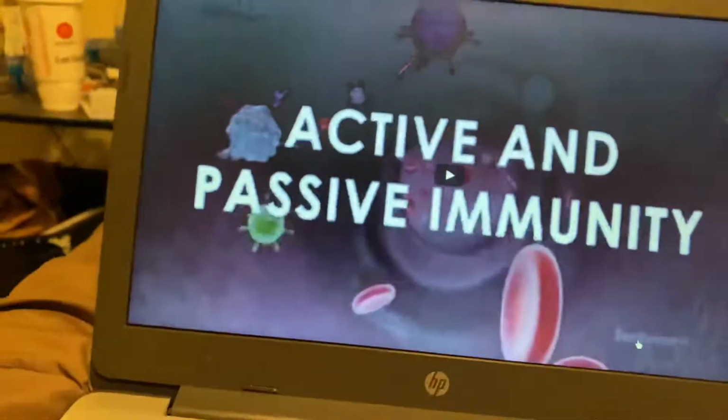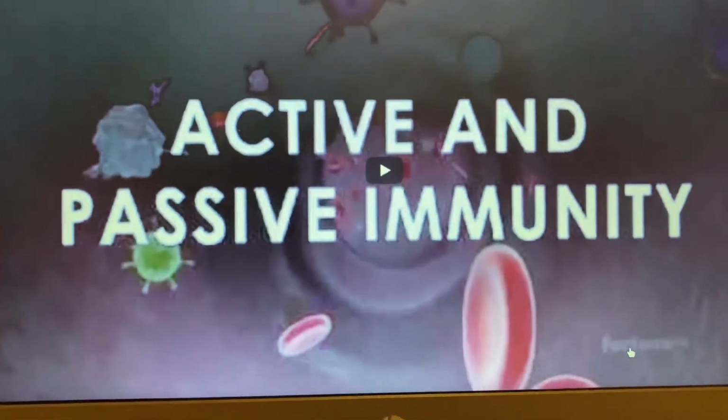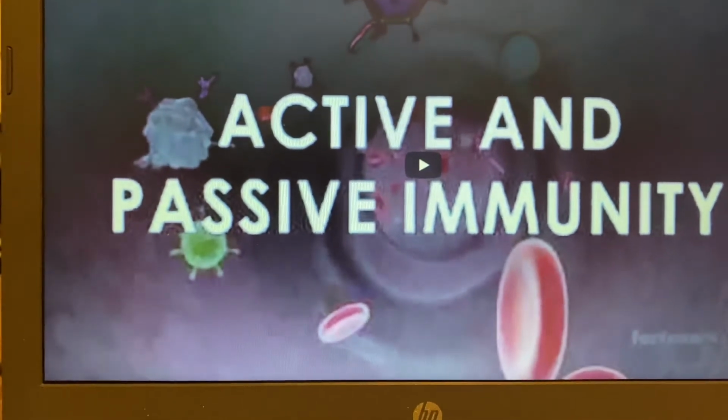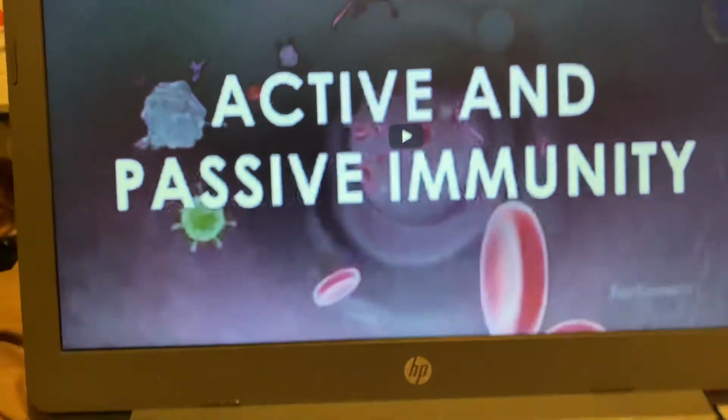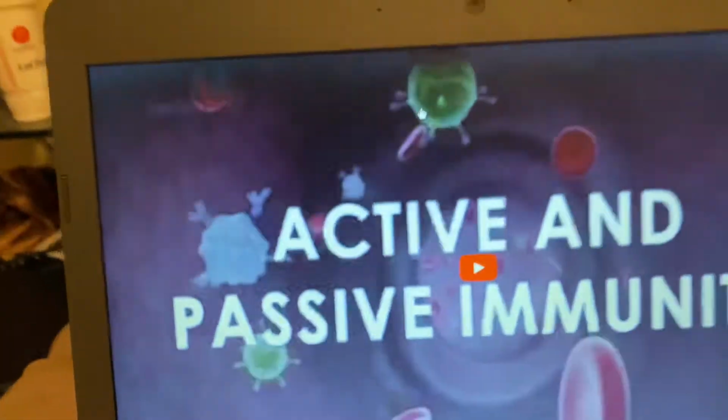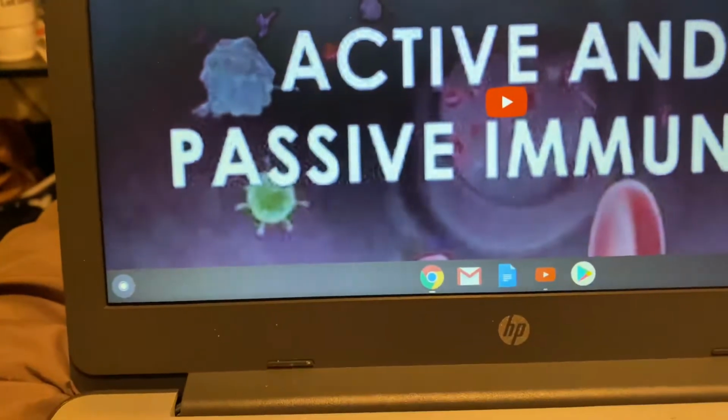As you can see, there are actually four different types of acquired immunity. Let's go back to this.